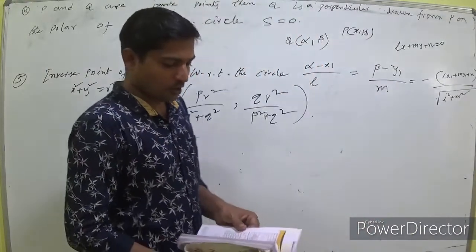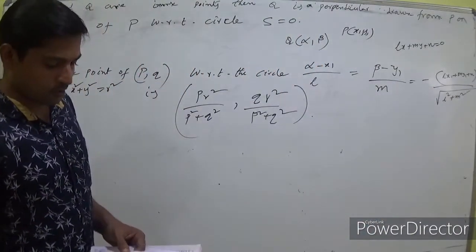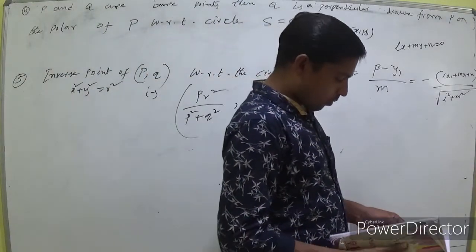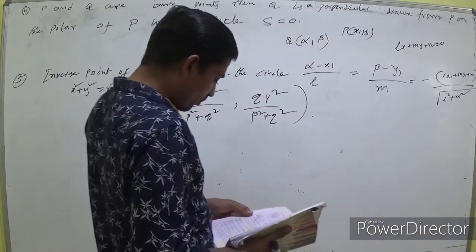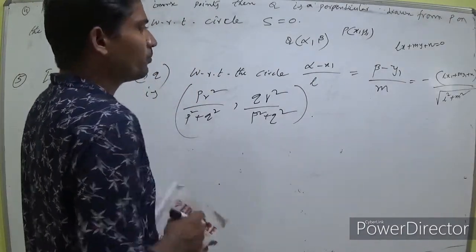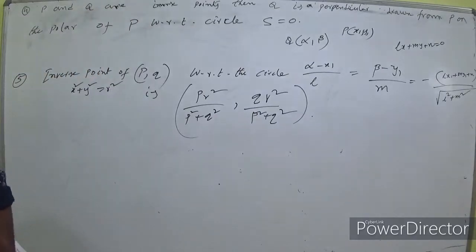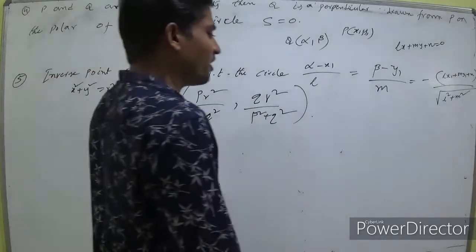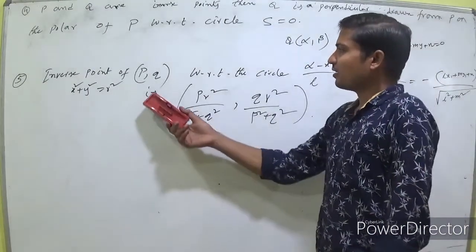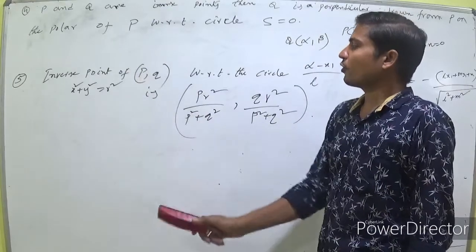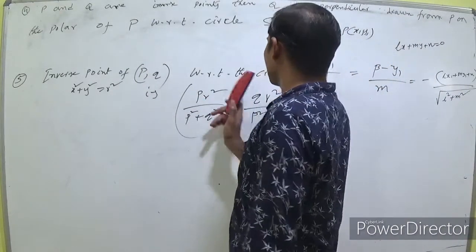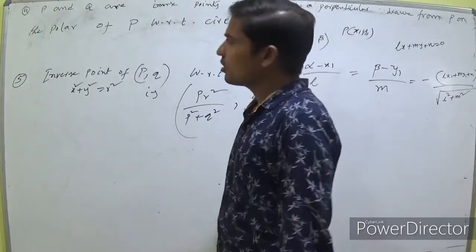Right? Now let us solve problems on this concept. When the circle equation is x square plus y square equal to r square, then the inverse point of P Q is p r square by p square plus q square and q r square by p square plus q square.